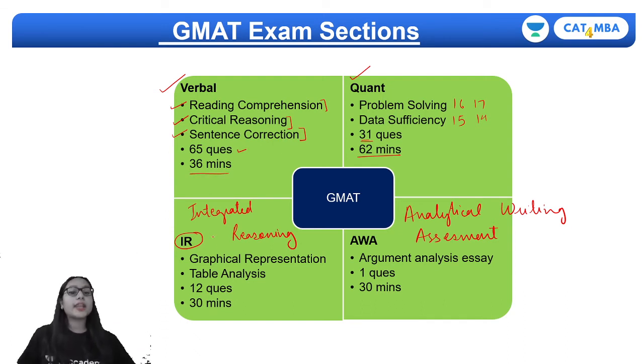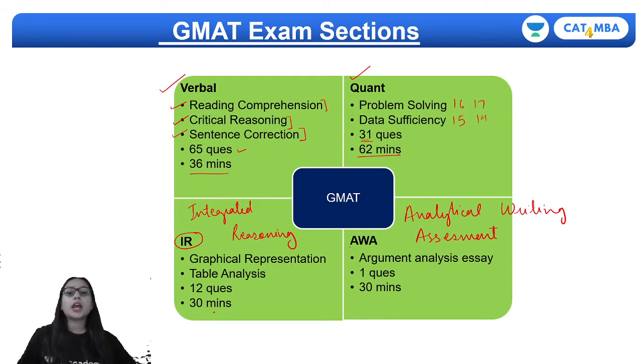Alright. Now for integrated reasoning, the questions of graphical representation is there, table analysis is there, they will give data from multiple sources, and you have to answer questions accordingly. So this is quite related to the DI section of CAT, but the type of questions are pretty different. Now you have to answer 12 questions in this section in the time of 30 minutes.